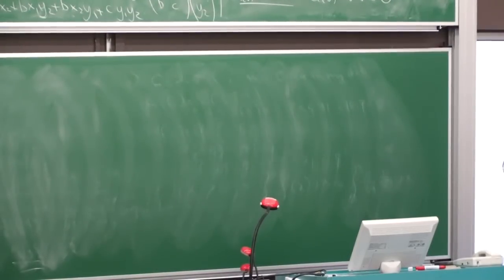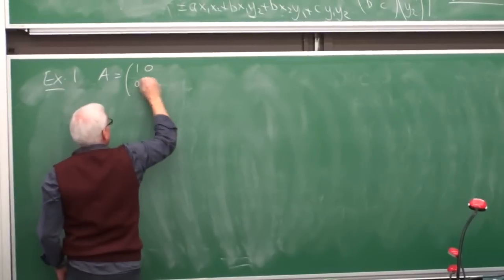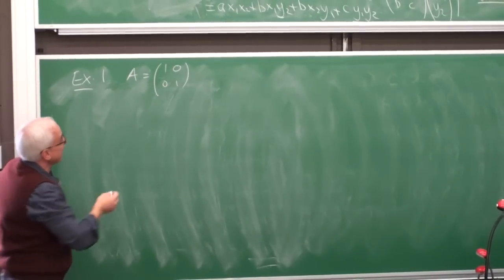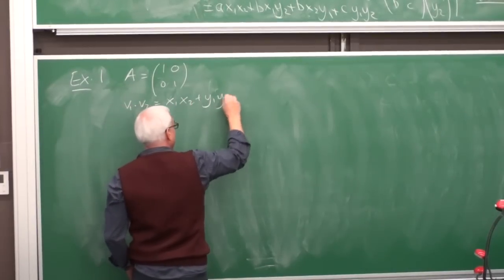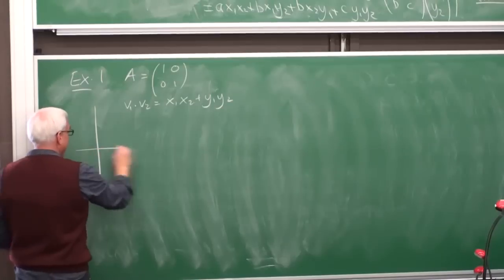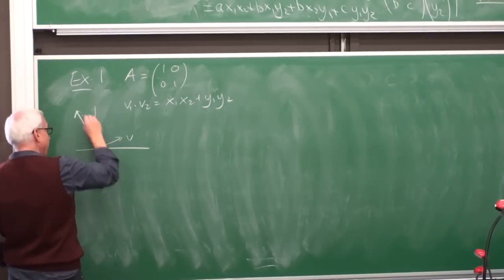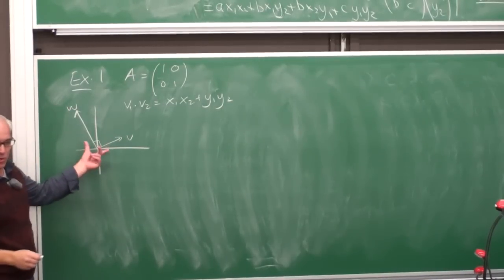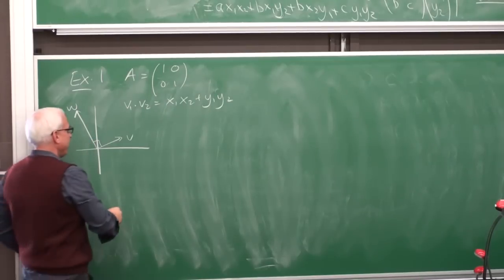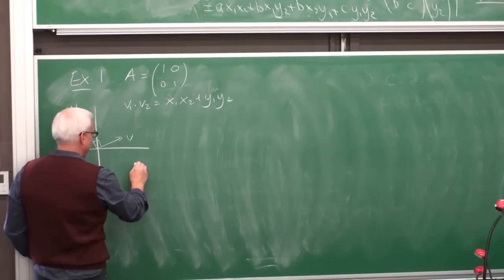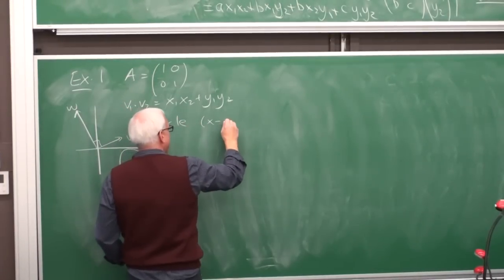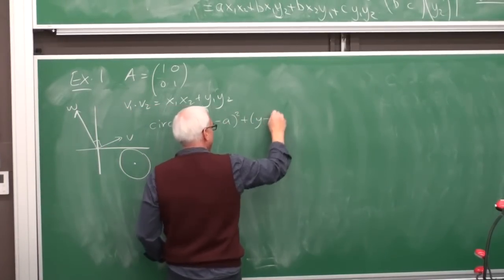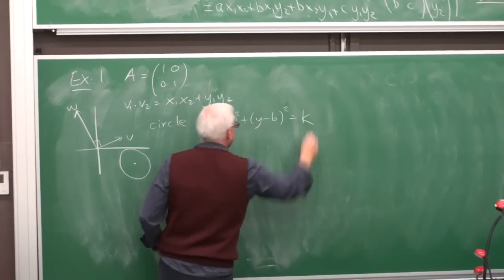So the main example, the most familiar one by far, is what you get when you let A be the identity matrix. In that case, the dot product is just the familiar x1 x2 plus y1 y2. In that case, the perpendicularity is just the usual notion of perpendicularity. And circles are the usual kinds of circles. So a circle looks like (x minus a) squared plus (y minus b) squared equals k.